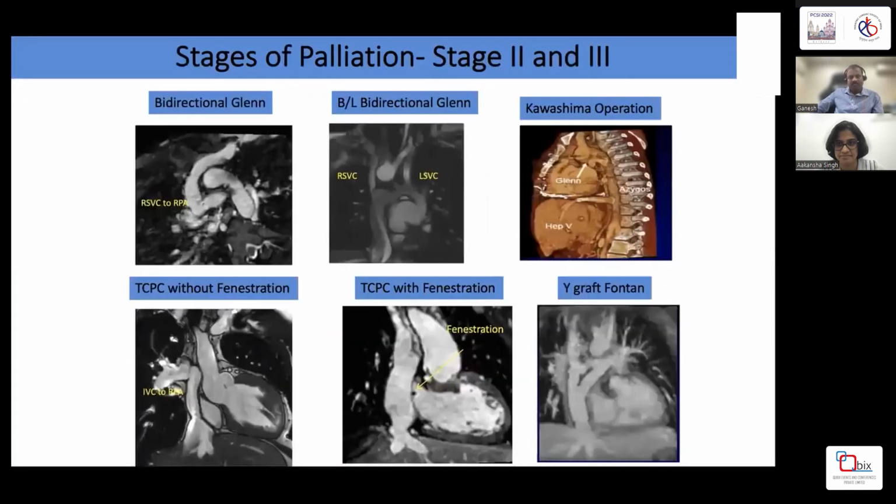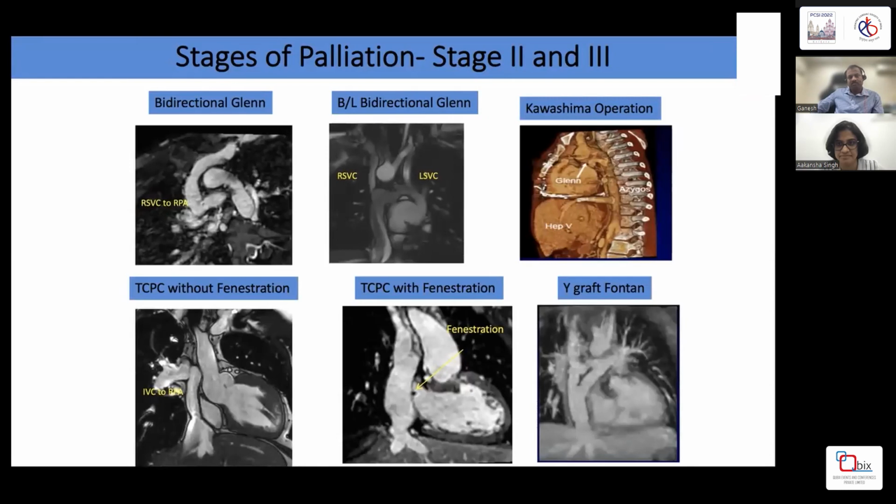Stage 2 is bidirectional Glenn, where the superior vena cava is connected to the pulmonary artery. In patients with bilateral superior vena cava, bilateral bidirectional Glenn is performed. And in those with interrupted IVC with azygos or hemiazygos continuation to the upper body vein, Kawashima operation is performed, where in stage 3, the hepatic veins are also routed to the pulmonary arteries.